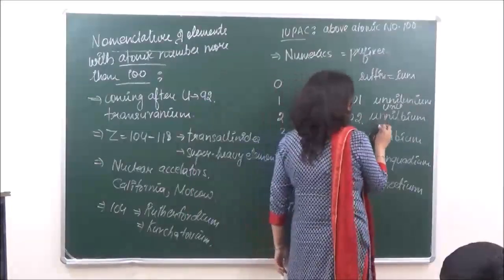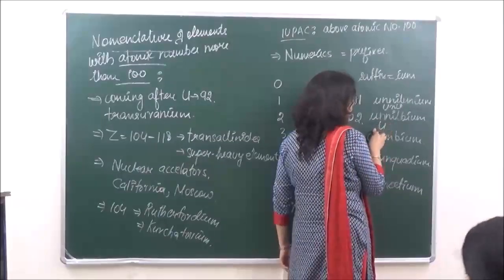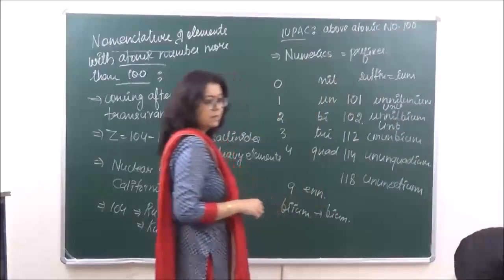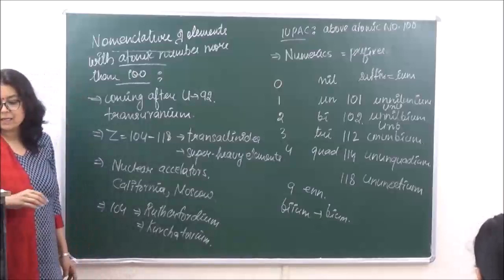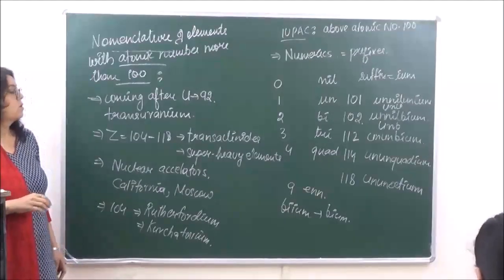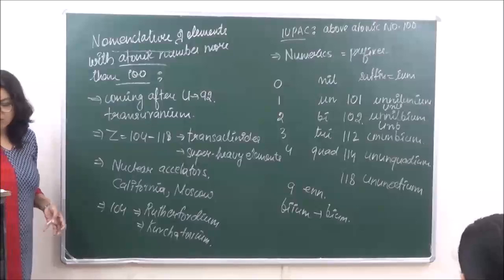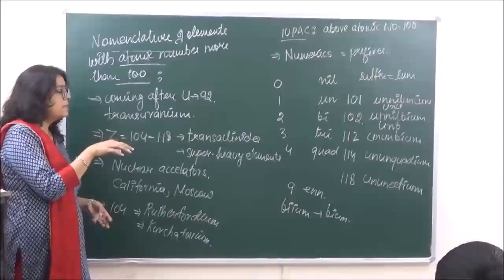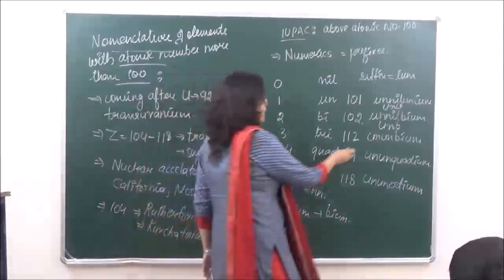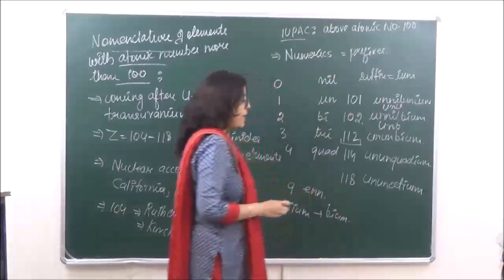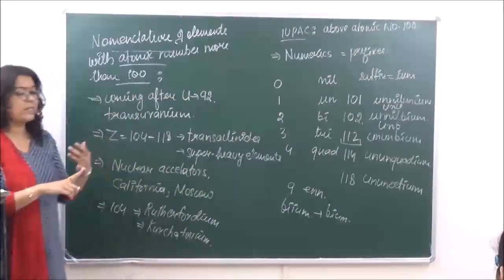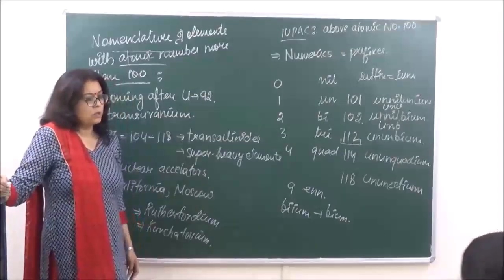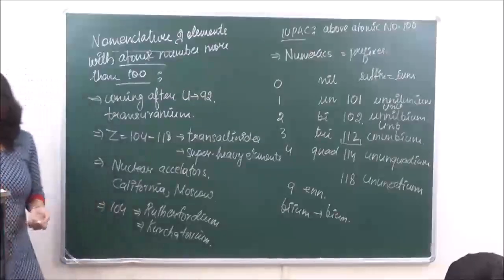Similarly, when we are over here, from U, from un we will take U, from nil we will take N, and from beer we will take B. So these are how you are going to represent the symbols. Clear? Okay. Then officially, only those elements with atomic number 112 have been approved. Rest above 112, that is 113 to 118, have not been officially approved till now. Clear? So this is what the IUPAC system is.